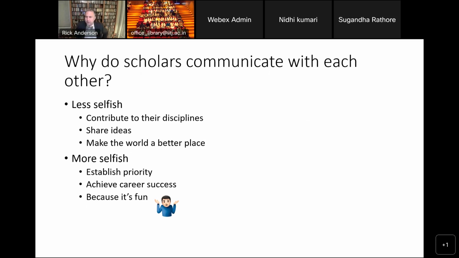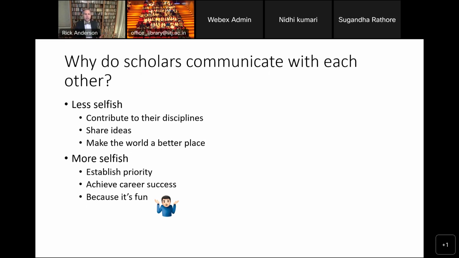Another similar motivation is simply to share ideas. Scholars want to be able to engage in a back and forth of ideas with their peers, and one of the ways that they do that is by communicating in formal and informal ways, writing articles, meeting each other at conferences, writing white papers, collaborating on projects. These are things that are relatively unselfish motivators for scholars to communicate.